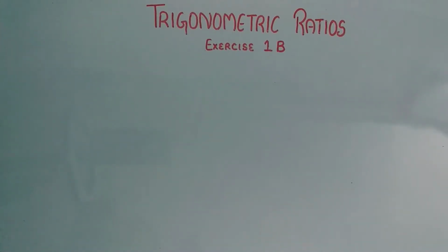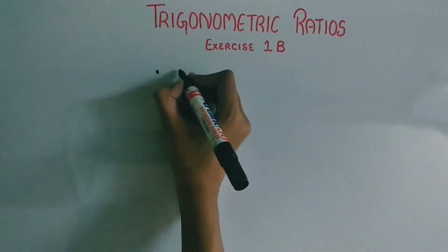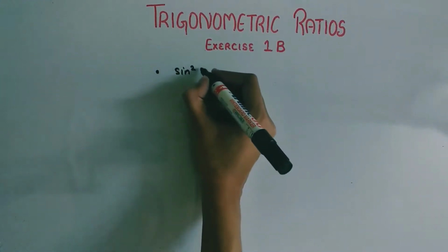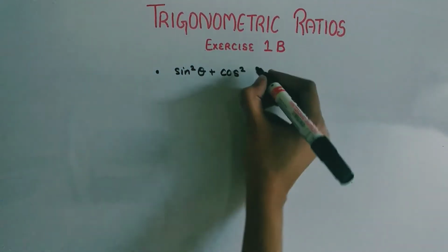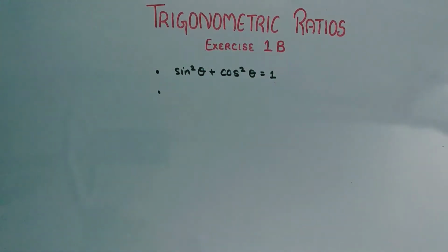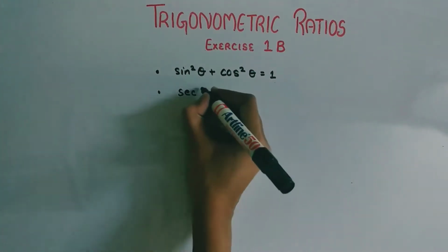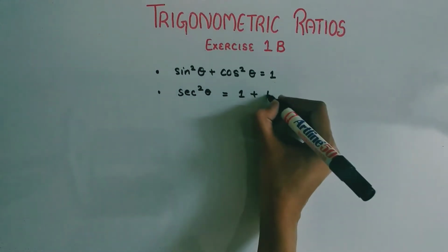Before starting our exercise, first of all we will check out some of the relations between trigonometric ratios. First relation we have is between sine theta and cos theta, that is sine square theta plus cos square theta is equal to 1. Next relation we have is between tan theta and secant theta, that is secant square theta is equal to 1 plus tan square theta.